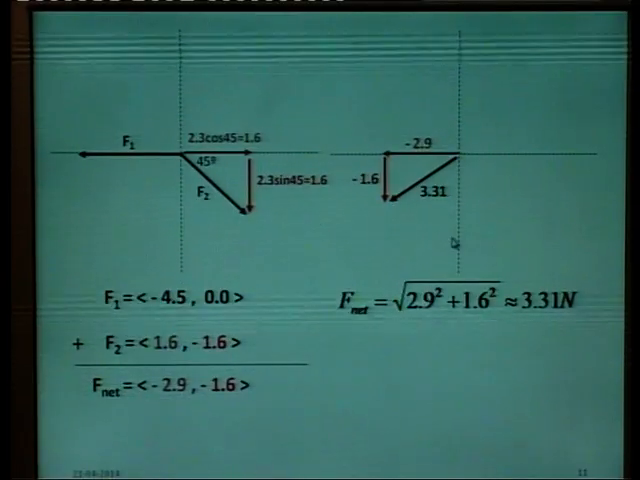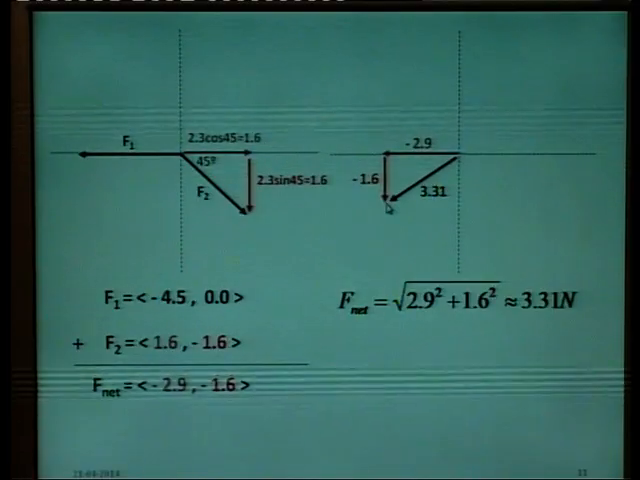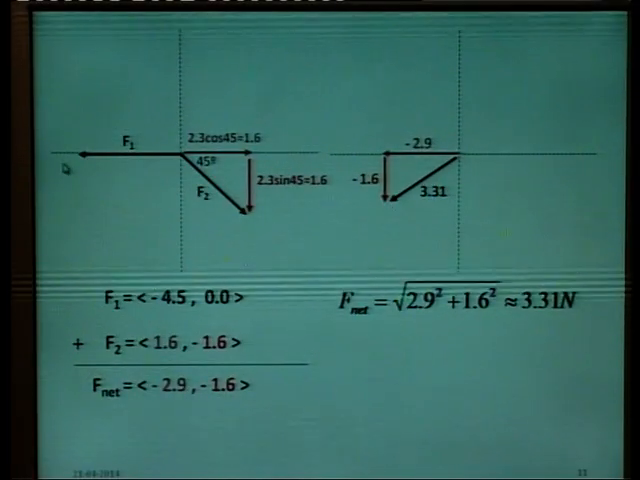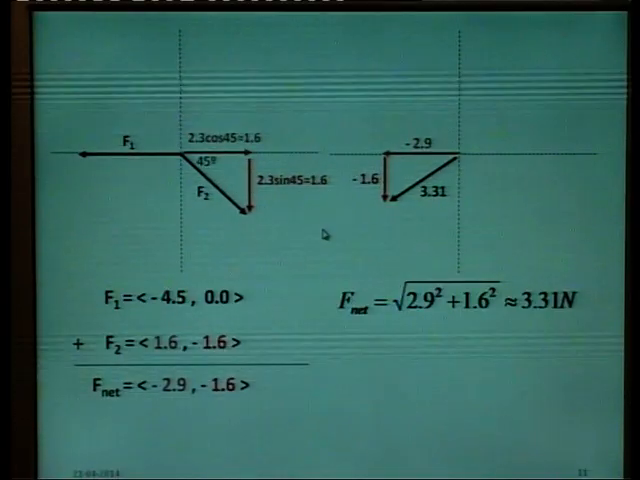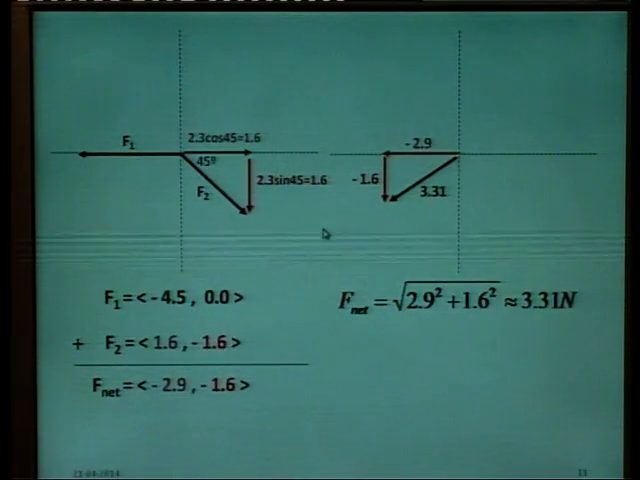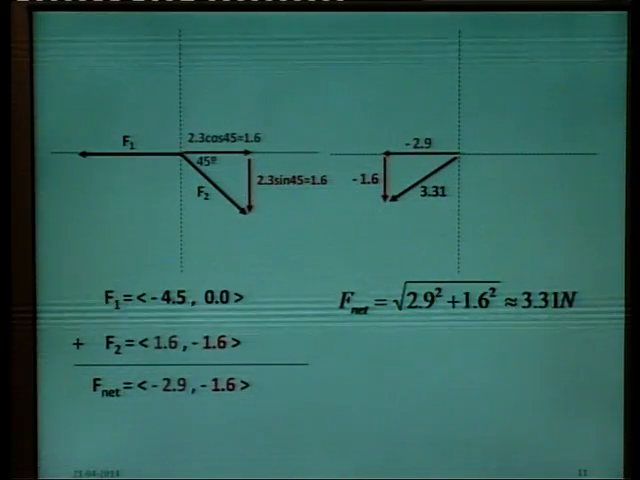Which law of addition of vectors we have used? We have used triangle law of addition of vectors. You can also use parallelogram law of addition of vectors by f1 square plus f2 square plus 2f1 f2 cos 135, and then you take the square root of that.